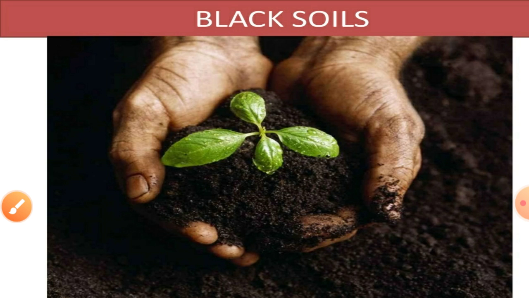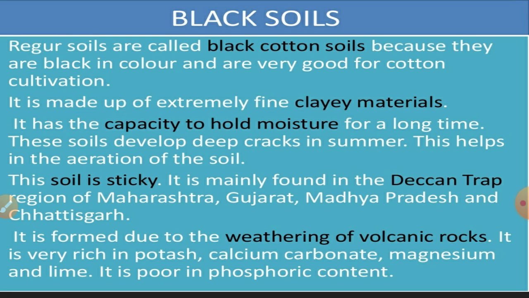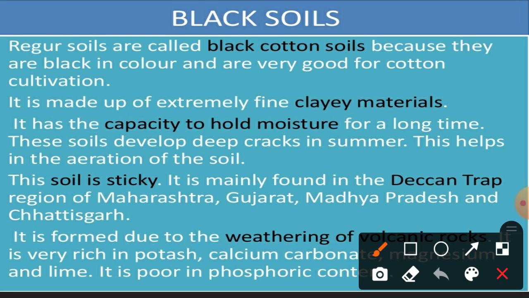Now second is black soil. As the color is clear from its name, black soil, this is also known as black cotton soil because black soil is very fruitful for the cotton crop. The other name of black soil is Regur soil. Black soil is also known as Regur soil, black cotton soil because it's black in color and very good for cotton production. It is made up of extremely fine clay material.